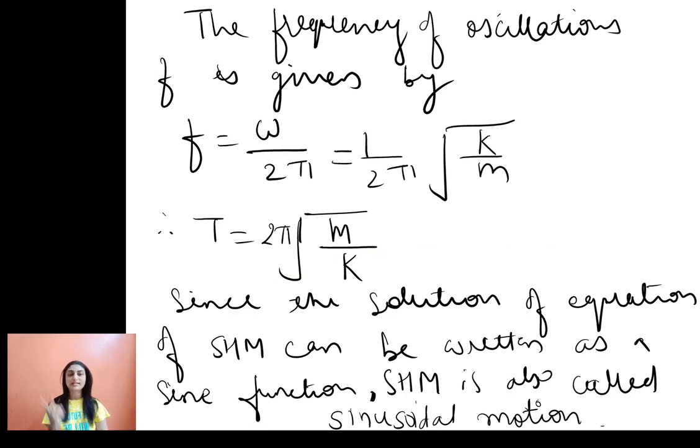Now we have two things, one is natural frequency, another is angular frequency, and they are related to each other by the equation omega equals 2 pi f. So f is nothing but omega upon 2 pi, and if we substitute the value of omega, we will get 1 upon 2 pi under root k by m. And we know that frequency and time period are reciprocal of each other. Once you know frequency, you can just take reciprocal of both sides, and you will get T equals 2 pi under root of m by k. So since the solution of the equation of SHM can be written as a sine function, simple harmonic motion is also called sinusoidal motion.